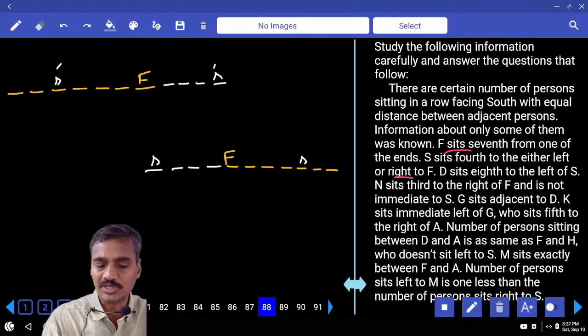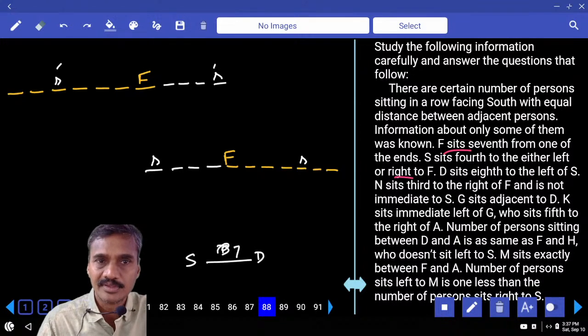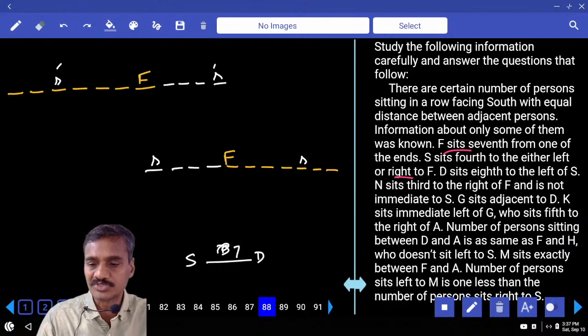And D sits eighth to the left of S, and between S and D, how many people? There must be exactly 7 people. That means 7 in between this. Antey avuthundi kada? Eighth to the left means 7 persons in between.